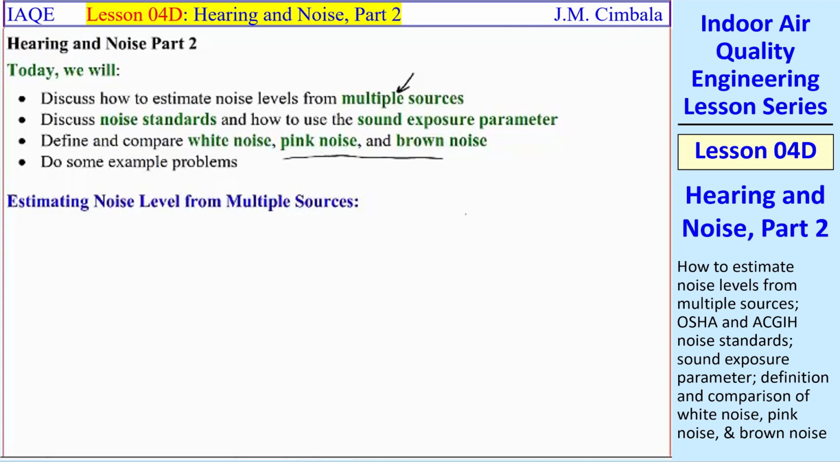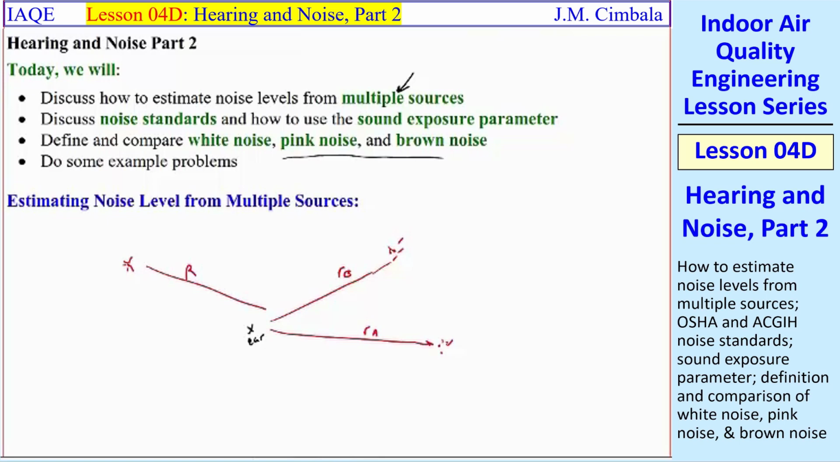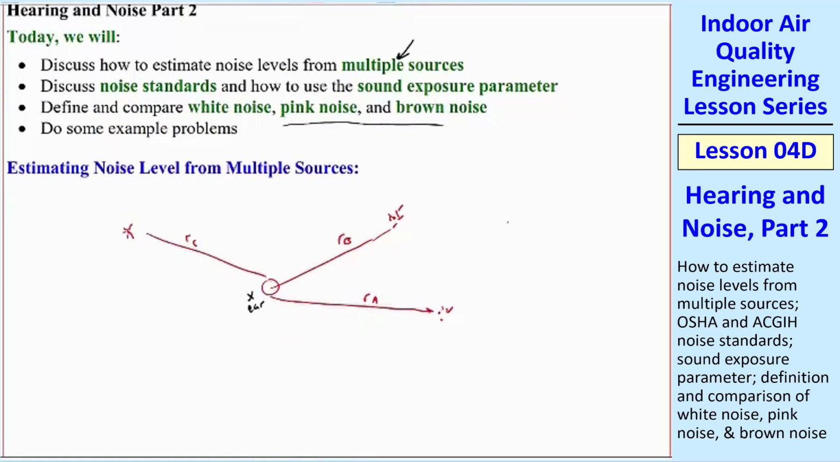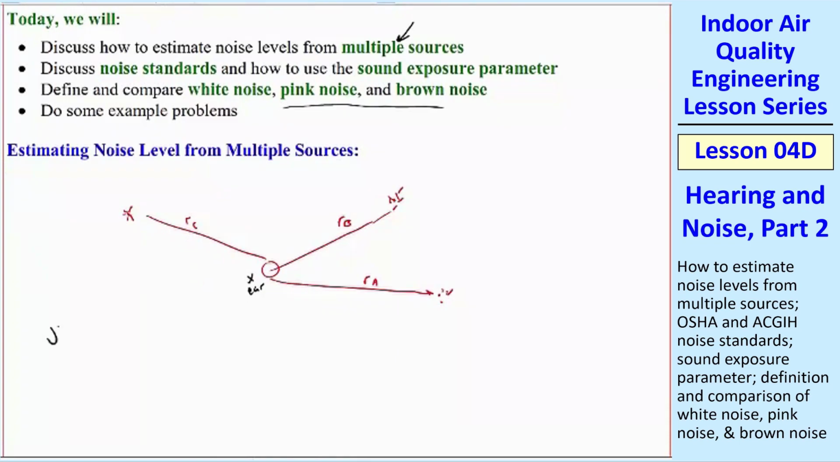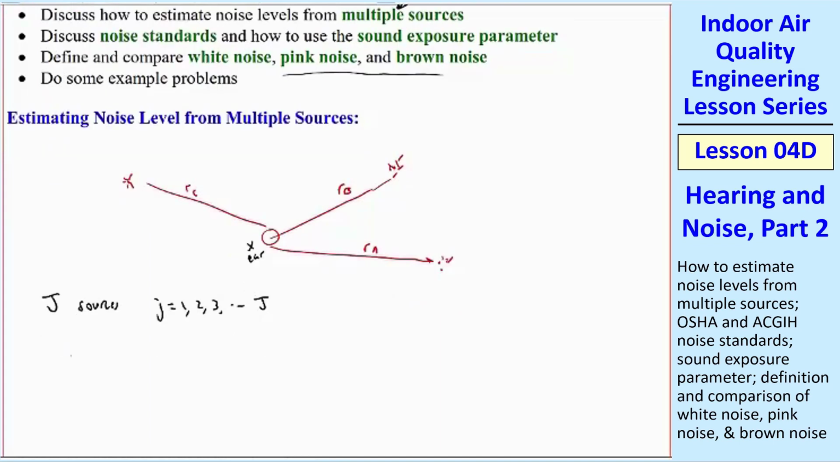What we're talking about is, suppose here's your ear or a microphone, and there's more than one source. There may be a source here, another source here, and another source here. They all have different radii, RA, RB, RC, some of them may be closer than others. They all have different levels of sound intensity. In general, we'll have J sources. So little j is 1, 2, 3, up to capital J. So how do you do something like this?